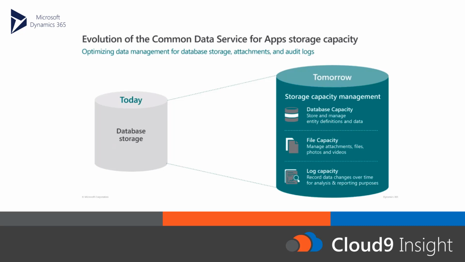With database capacity, we'll be storing and managing the entity definitions and data. With the file capacity, it'll be a place where you store the attachments, files, photos and videos. With log capacity, this will be where you can record data changes over time for analysis and also reporting purposes. This is essentially your audit logs.